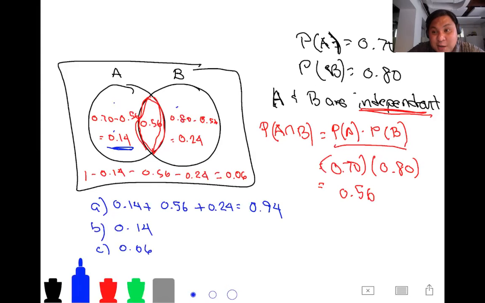Notice how it became different from the previous one just because of one particular expression, independent. Take note, when you say two events are independent, the probability of them occurring together should just be the product of their individual probabilities.